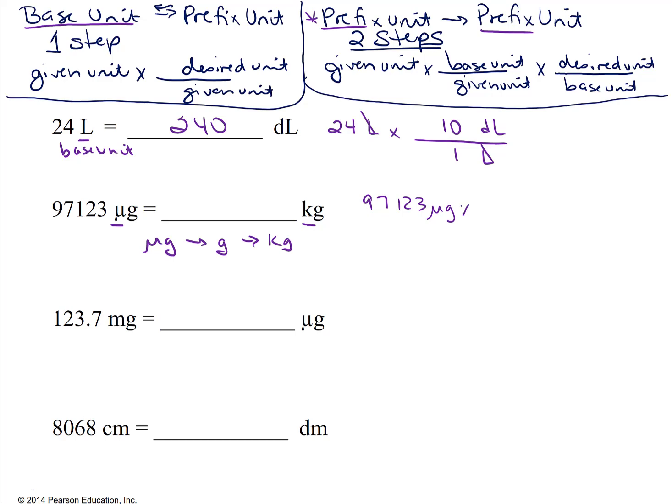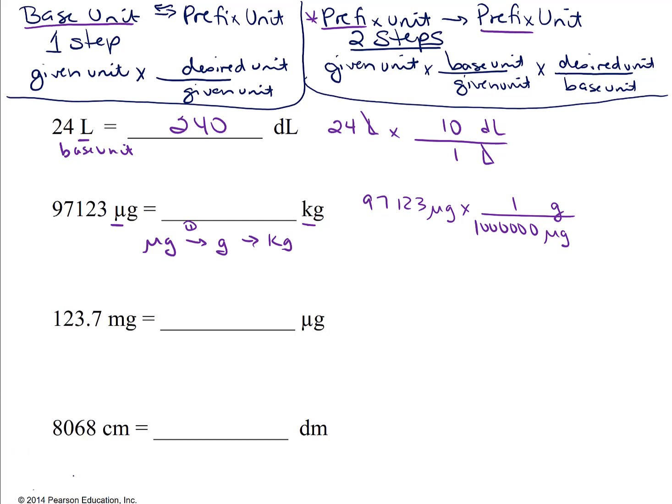So in this, 97,123 micrograms, the given unit, times in a line. Micrograms goes on the bottom. The unit you start with always goes on the bottom. But in step 1, we need to go to grams first. Micro, whenever you see micro, you're going to put in a million. Micro is a million times smaller.